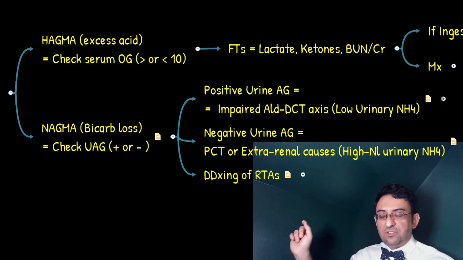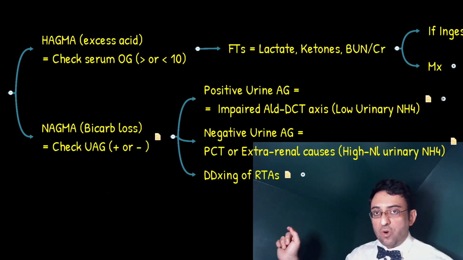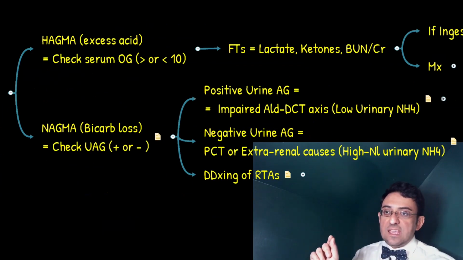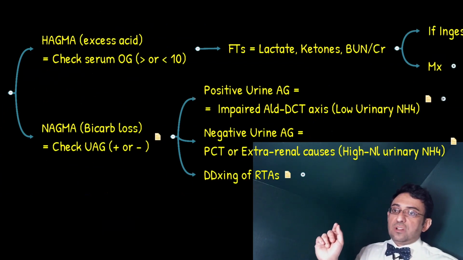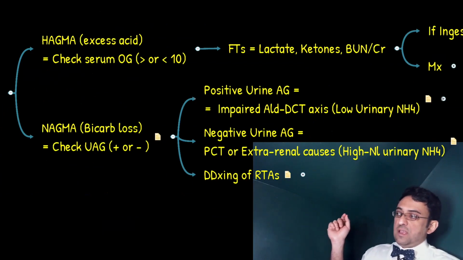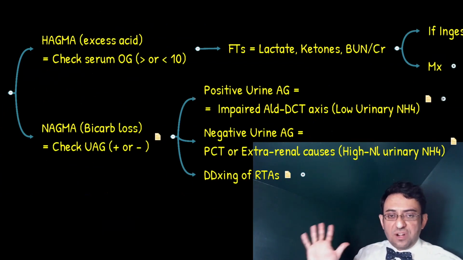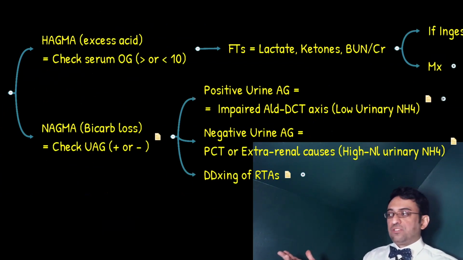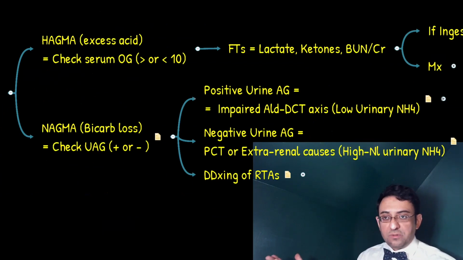Now, because there is no H+ secretion in the urine, the urinary buffer system, which is NH4+, is not working, and the value of NH4+ in the urine is reduced. That is why we say in an impaired aldosterone-distal tubule axis, we have low urinary NH4+. Remember, NH4+ itself functions as a surrogate of both H+ and chloride, because chloride is also excreted in the tubule as NH4Cl. Now, how does analysis of the urine anion gap help us identify this condition?